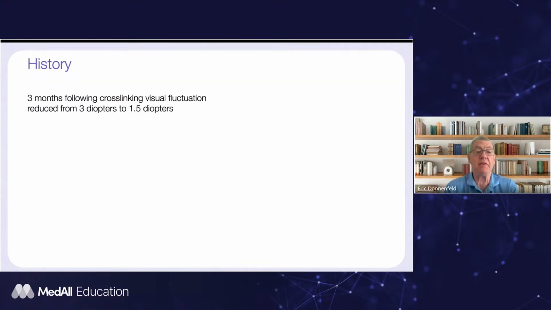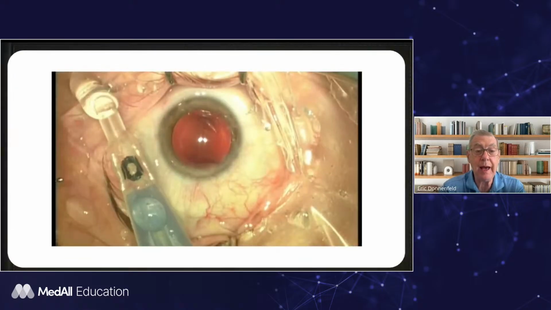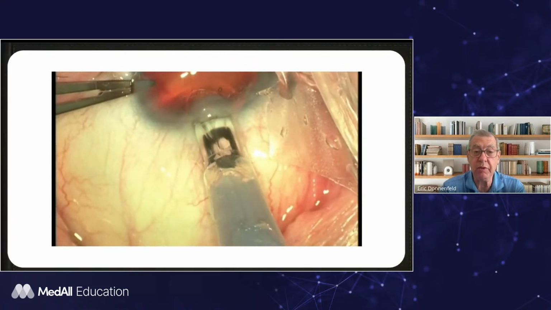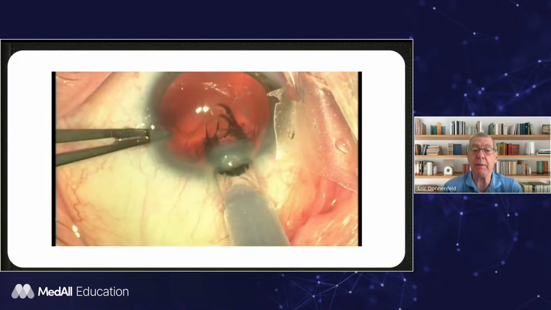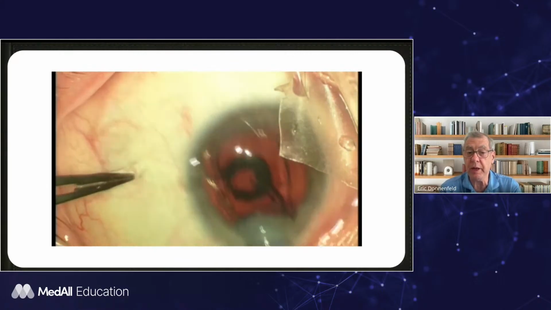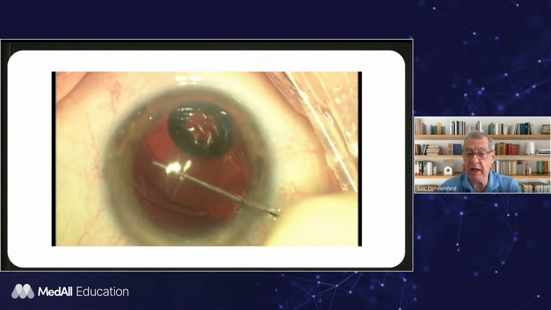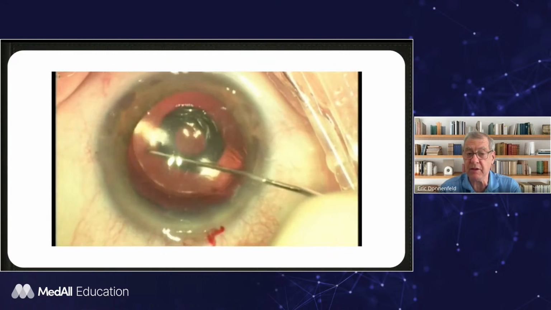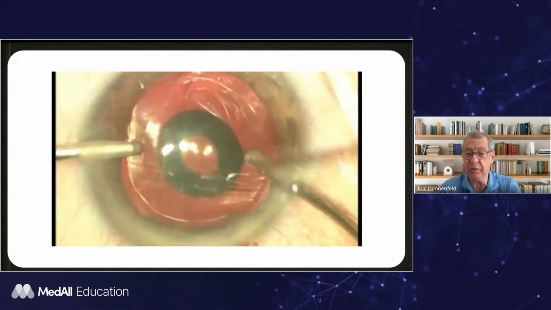So now 3 months after the cross-linking, the patient's fluctuation was reduced from 3 diopters down to 1.5 diopters. So how did I manage that patient? Well, this is a classic example. I placed the Apthera lens in, and here you see the lens opening up. There's the nice pinhole centrally. We rotate the lens into position like a conventional lens.